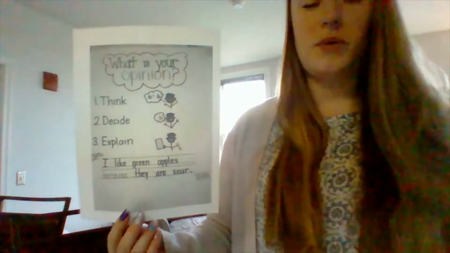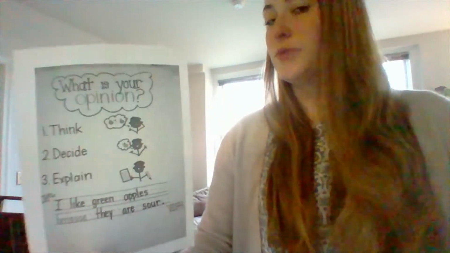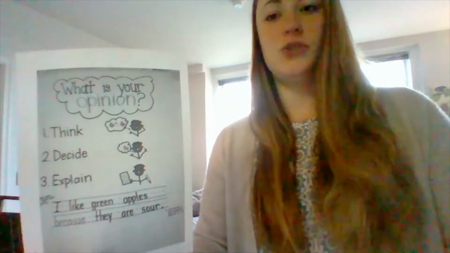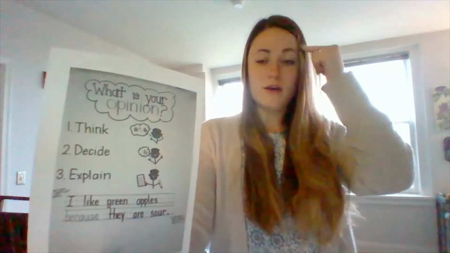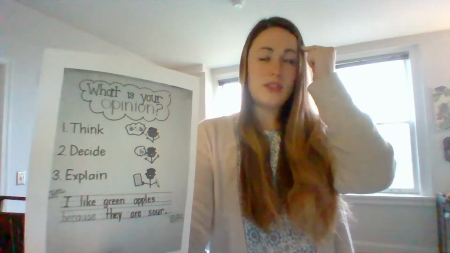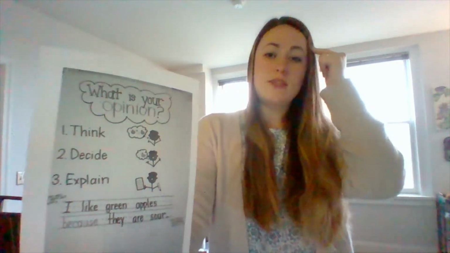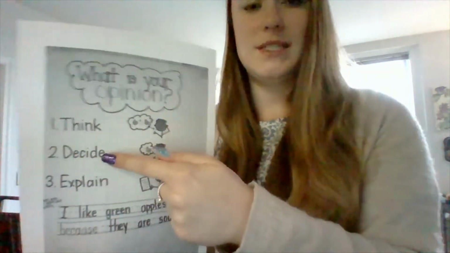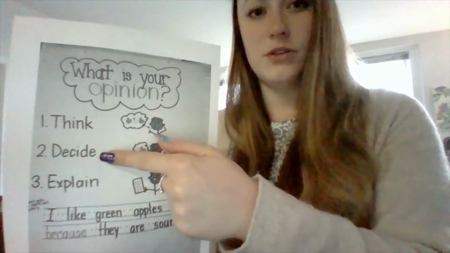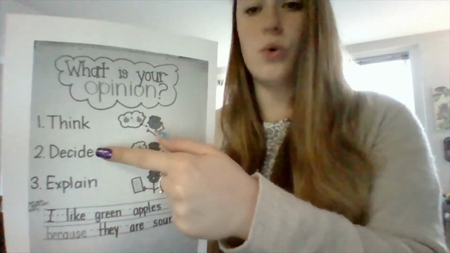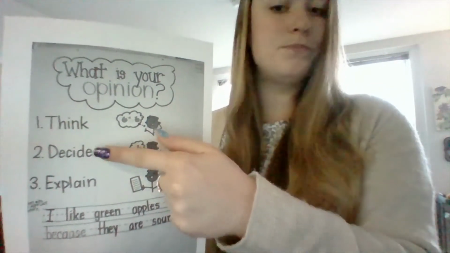So for this example, should kids have homework? First you want to think, yes or no. Think of all the reasons why, maybe yes, think of all the reasons why, maybe no. Then you make a decision. You decide whether or not they should have homework. You either say, yes, they should, or no, we shouldn't have homework.